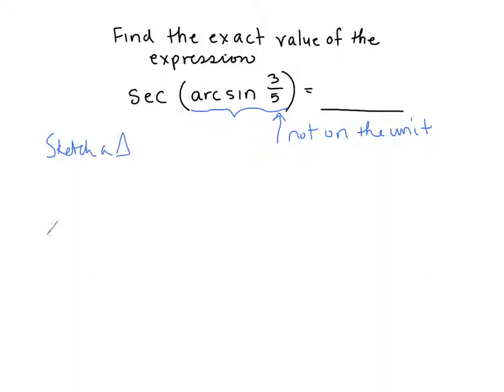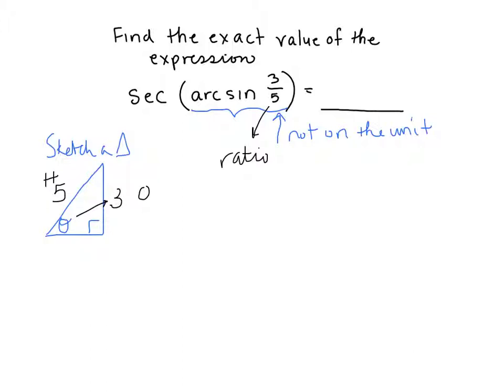Okay, and not just any triangle, but a right triangle. All right, so I'm going to start off with that. And then this is a ratio. 3/5 is a ratio of sine, arcsine, which means sine is just opposite over hypotenuse. So here's opposite, and here's hypotenuse. So it's going to be 3 over 5.